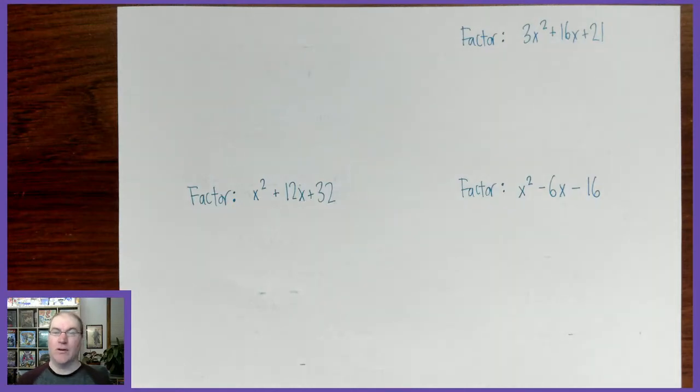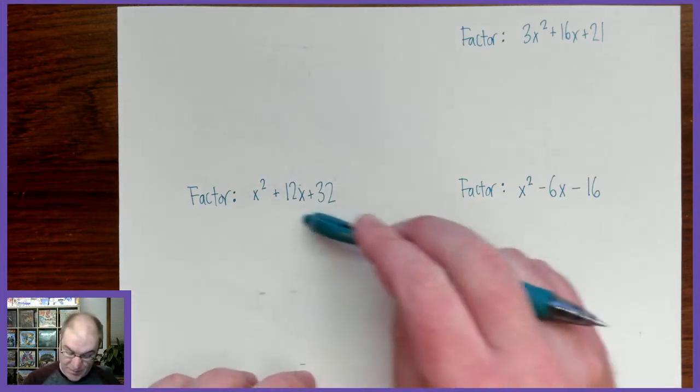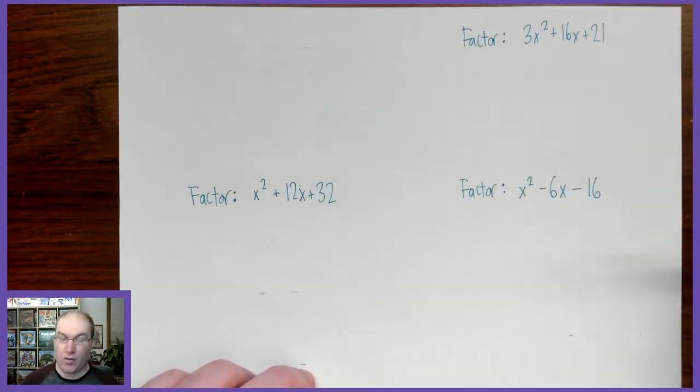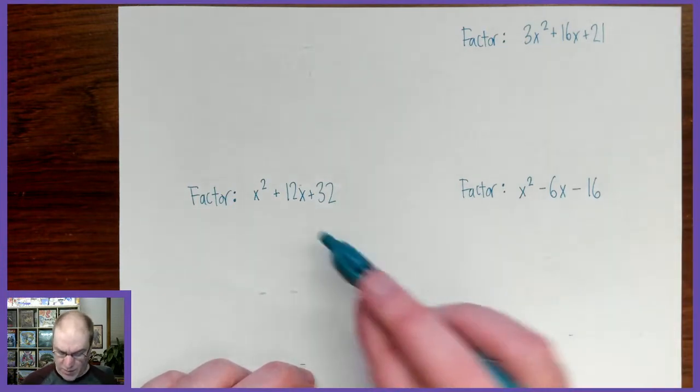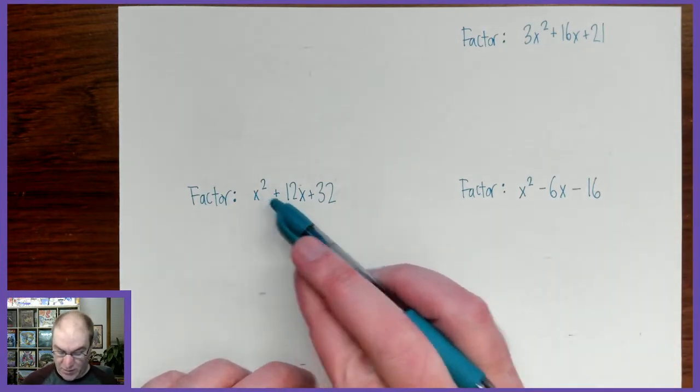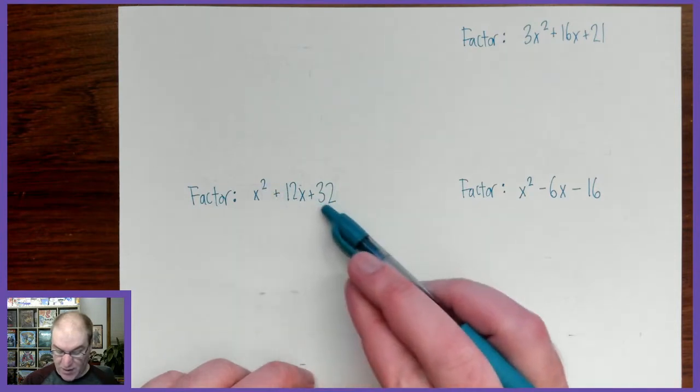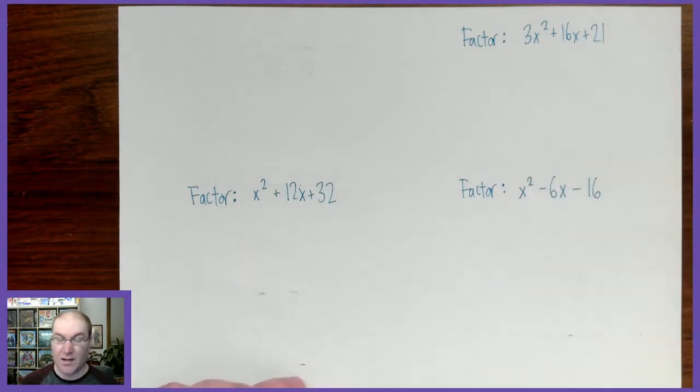In this video, we're going to learn how to factor trinomials. These examples are all trinomials. That means there are three terms, and they're all written in standard form. They're all written from highest exponent to lowest exponent, and they're all sorted by variable. There's only one variable in each of them, but they're all in standard form.